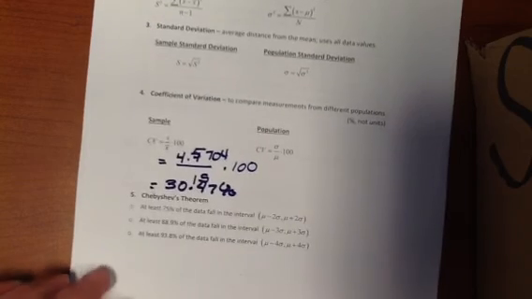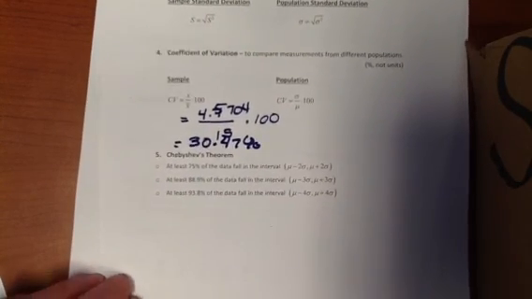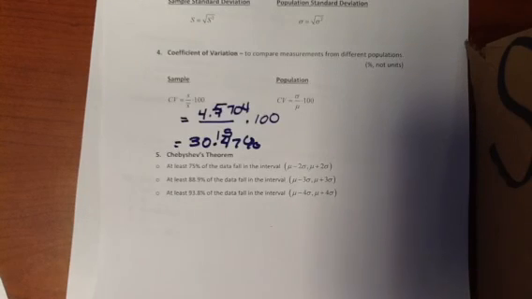Okay? Now, one other thing in this section that we're going to talk about is called Chebyshev's theorem. Chebyshev's theorem just tells us what percent of our data lie in a certain interval.